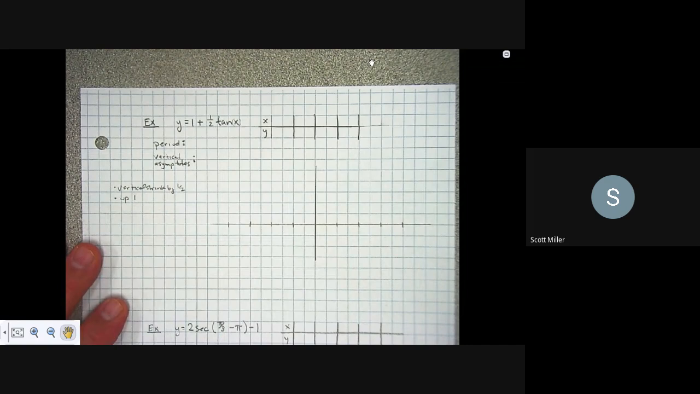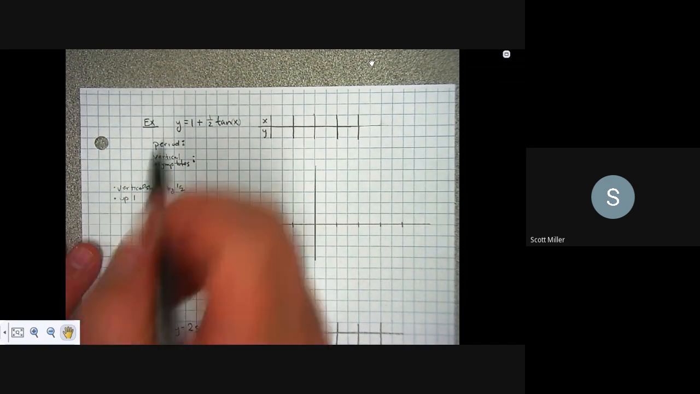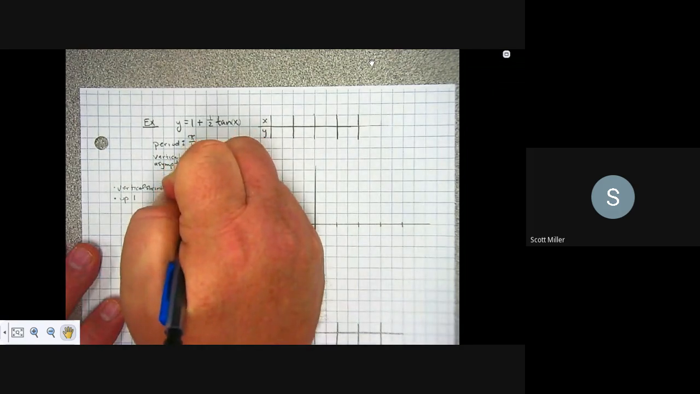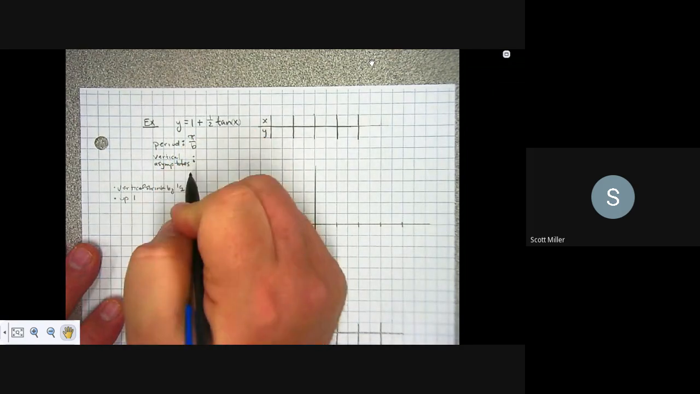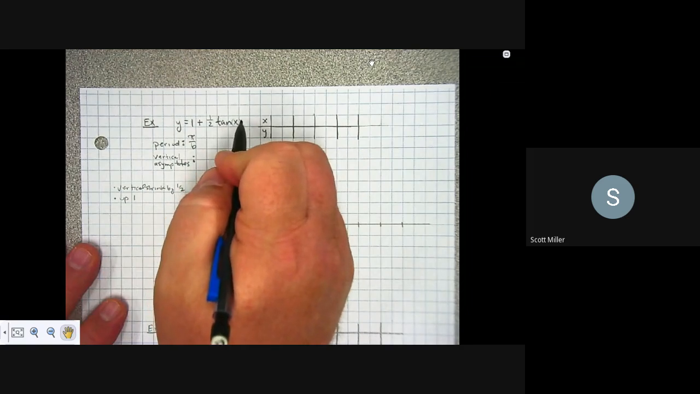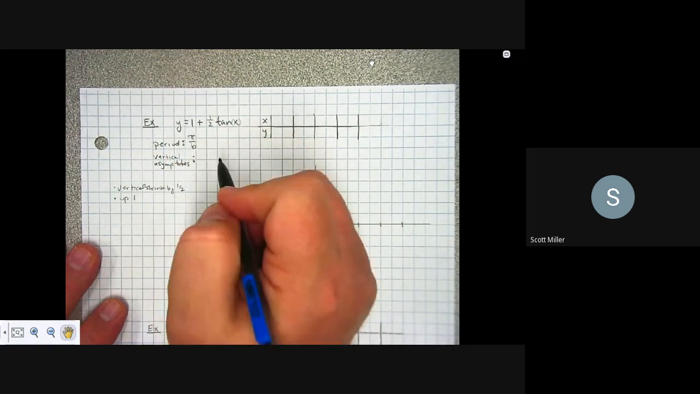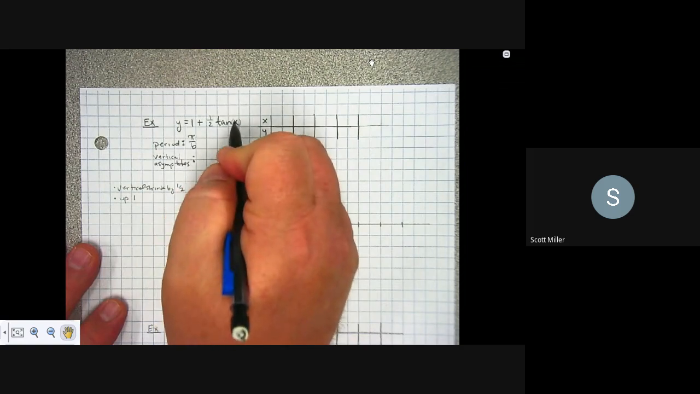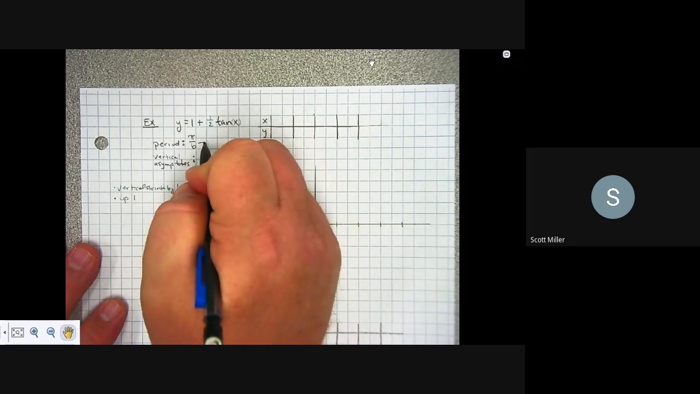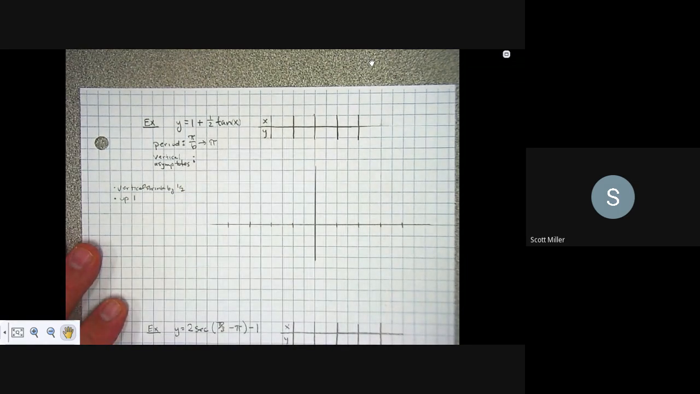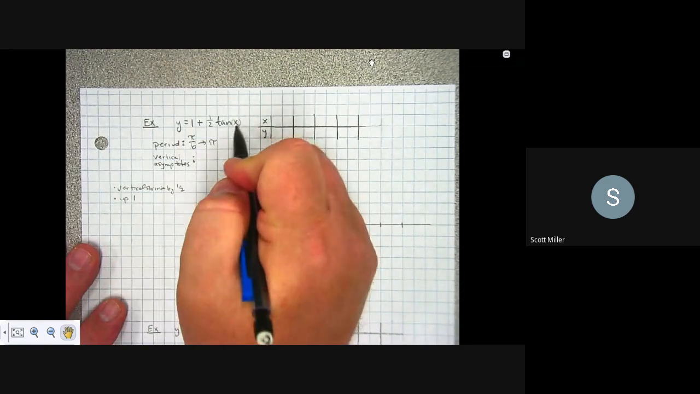The period for tangent and cotangent is found by pi over b. This is why I always write this down so I don't forget. Pi over b is the period formula that you use for tangent and cotangent only. B is the number in front of the x. There is no number in front of the x, so this is simply going to be pi. So we have a period of pi. There is no phase shift because, again, there are no horizontal transformations.